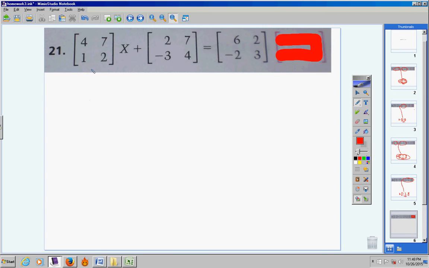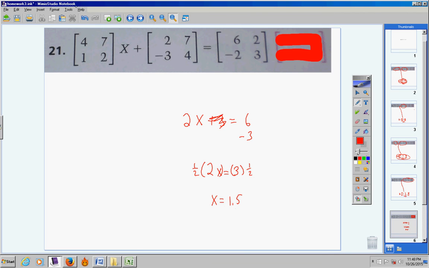Now I have a matrix times X plus a matrix equals a matrix. Now guys, come on, think about it. If I had 2 times X plus 3 equals 6, what's the first thing you would do? You would bring the 3 over and make it a -3, so you would have 2x equals 3. And then after you did that, you would find the reciprocal or the inverse of 2, which is 1/2. And then you would multiply both sides by 1/2. And you get the answer, which is 1.5.